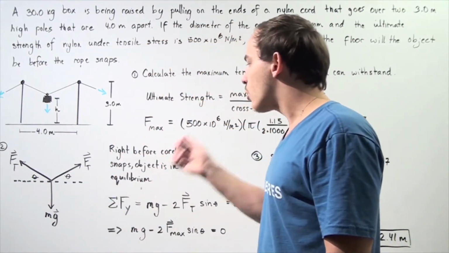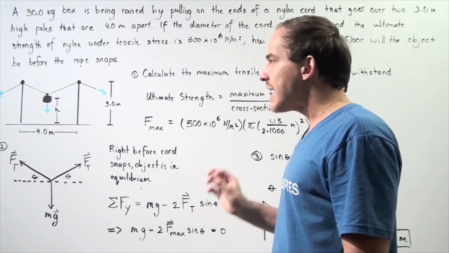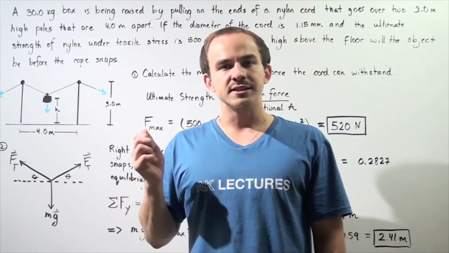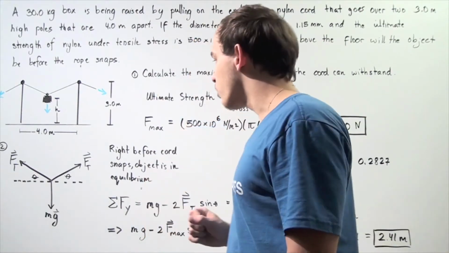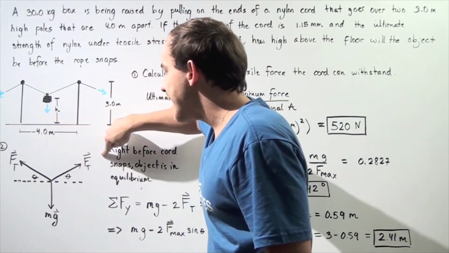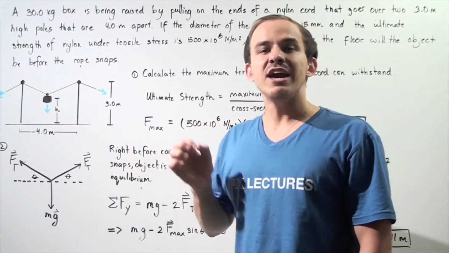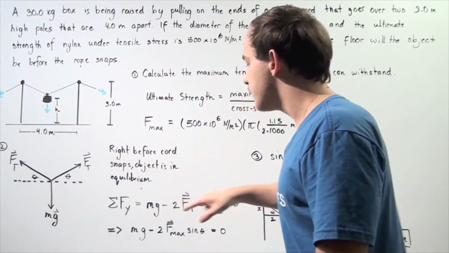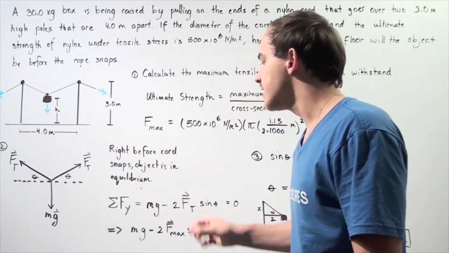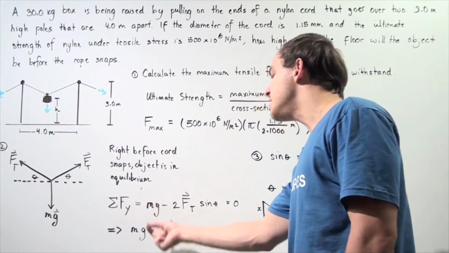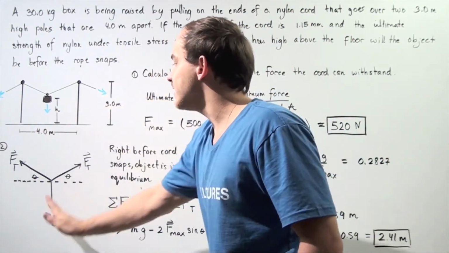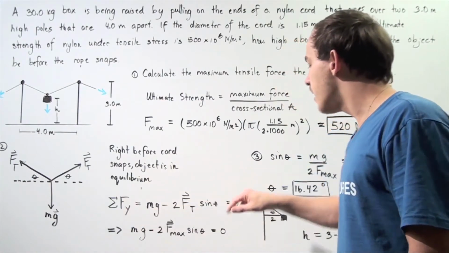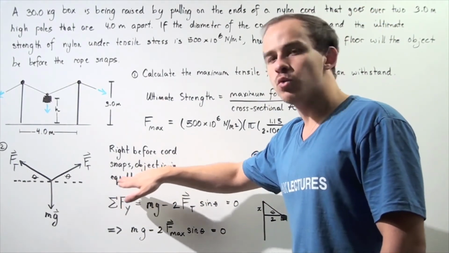So, right before our cord snaps, we're making the assumption that our box is in equilibrium, and that means the sum of the forces acting on our box, on the object, along the y-axis is 0. So these two forces are both at an angle, and that means they each have a y component force. So we choose going downward to be positive and upward to be negative. So the sum of the forces acting on the object along the y-axis is equal to m times g minus, because we have two forces acting along our y-axis, 2 times Ft times sine of the angle theta, and the sum is equal to 0 because the object is at equilibrium.